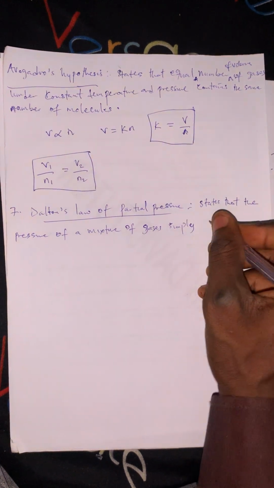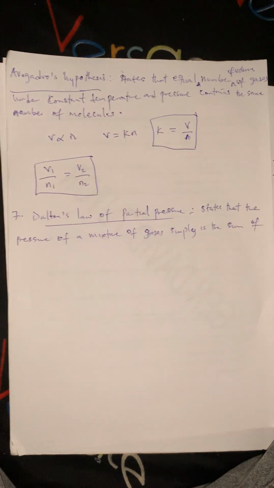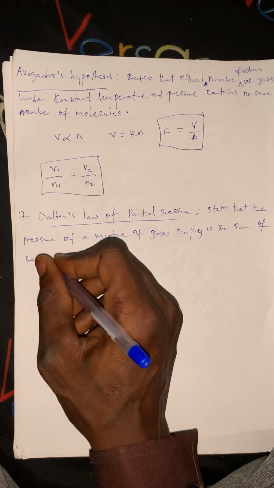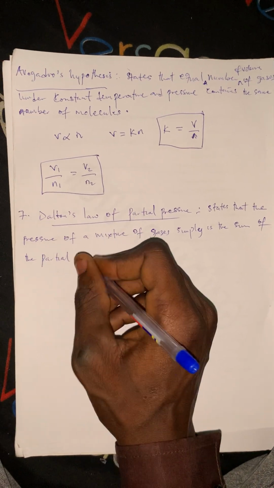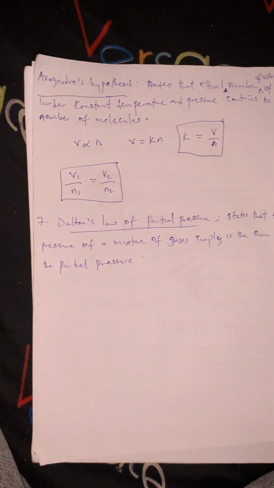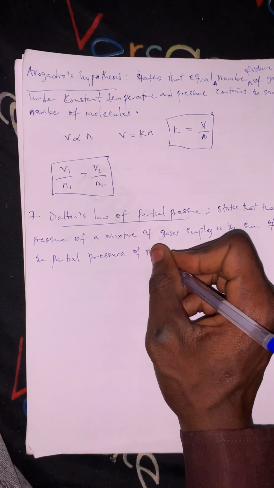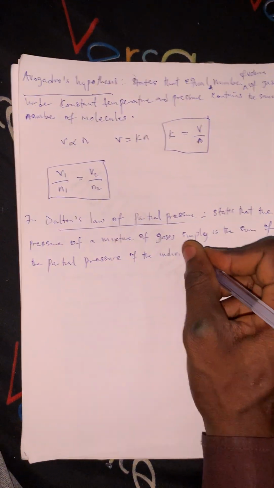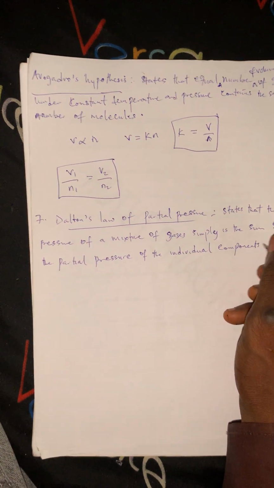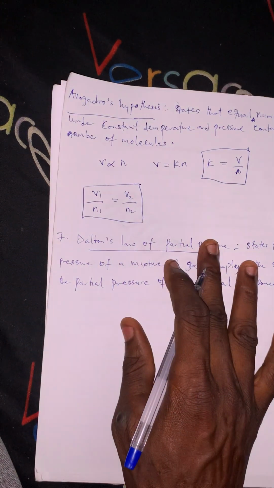is simply the sum of the partial pressures of the individual components. That's what they call Dalton's law of partial pressure. And what is it? This is it.